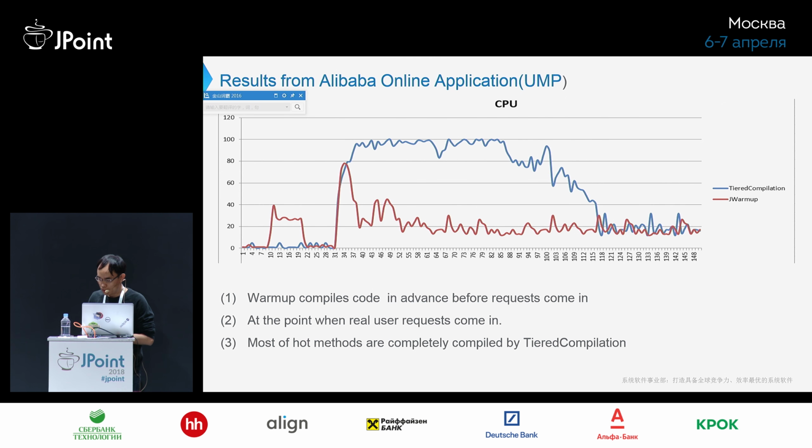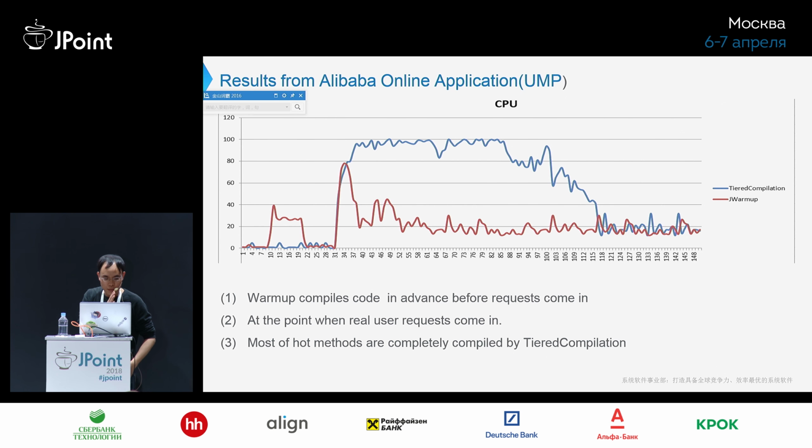Okay, let's look at the performance number. We did a comparison between tiered compilation, which I think you are familiar with, and Java-map. The X axis is time, and the Y axis is CPU time. In step 1, we use Java-map to pre-compile code in advance. So you can see the red line is Java-map, right?